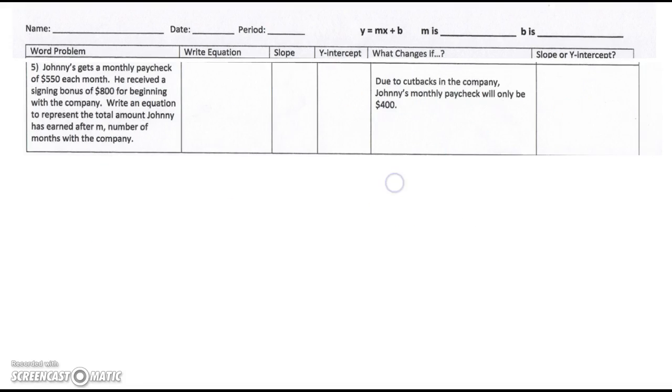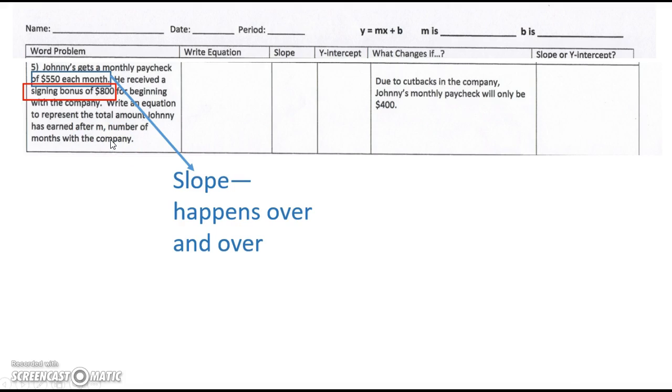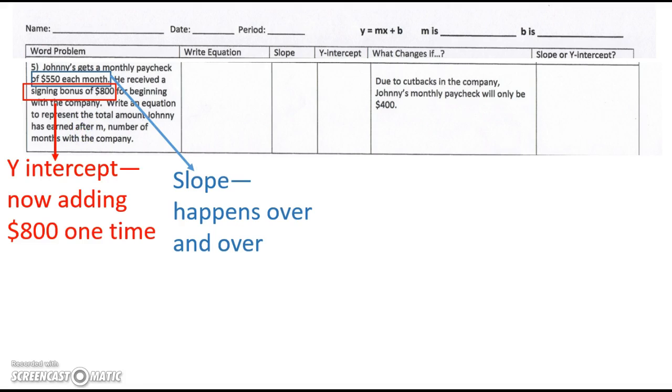Okay, number 5. All right, Johnny gets a monthly paycheck of $550 each month. He received a signing bonus of $800 for beginning with a company. Write an equation to represent the total amount Johnny has earned after m number of months with the company. So $550 each month, that's your slope. It's going to happen over and over again. Every month he gets $550. Your signing bonus, you only get it one time when you sign on to the job, when you start your job. So you get that $800, but you only get it one time. So that's your y-intercept. You start here with $800, and then every month you go up $550.